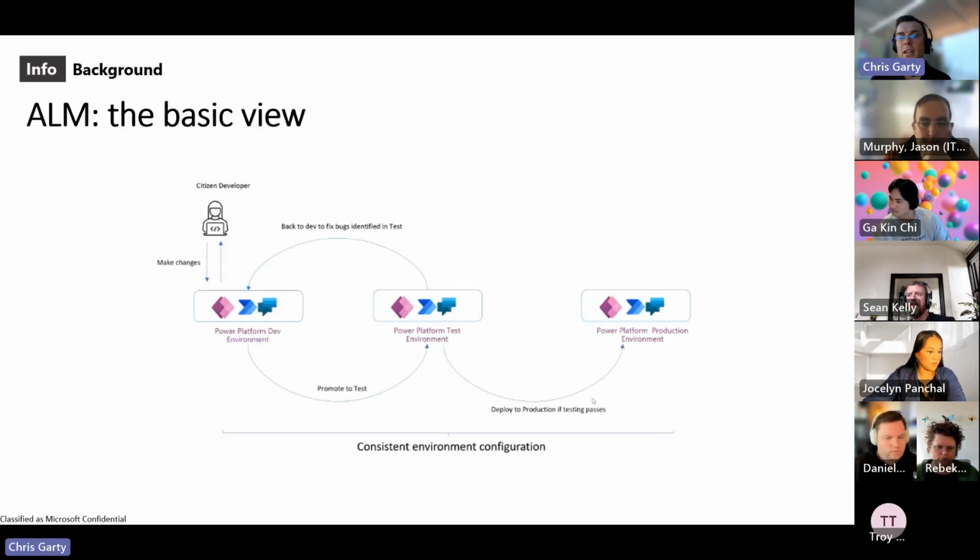So the basic view of ALM is a maker creating something, making changes to something, and then moving it from a development environment through to test, testing it, moving it back to development as needed, and then eventually moving it through to production once the testing passes.